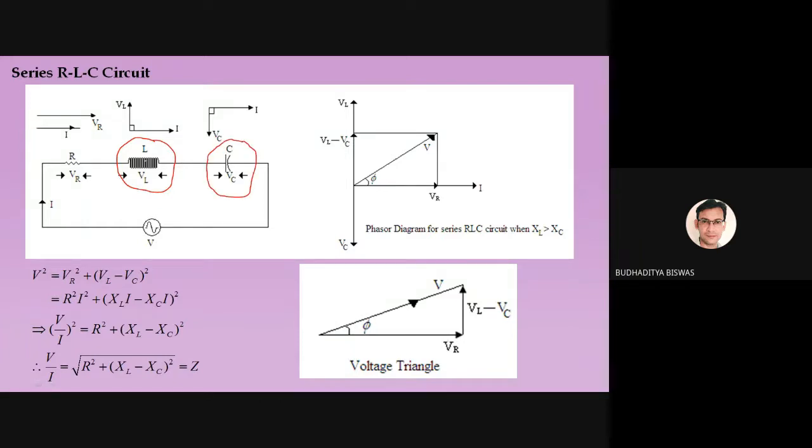But as their impedance value, or as their reactance value is same, that's why the voltage across the inductor and the voltage across the capacitor remain same, and that term becomes 0. Okay, this term becomes 0, so Z becomes R, just like a pure resistor.